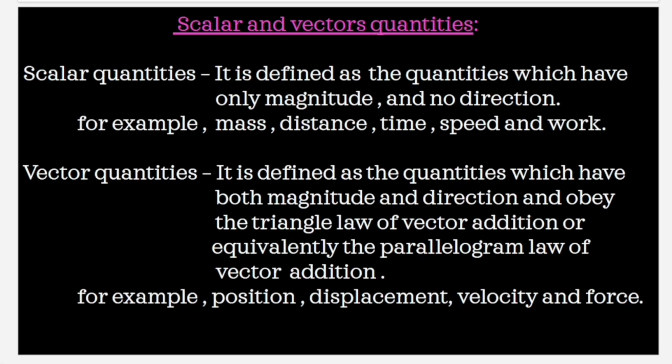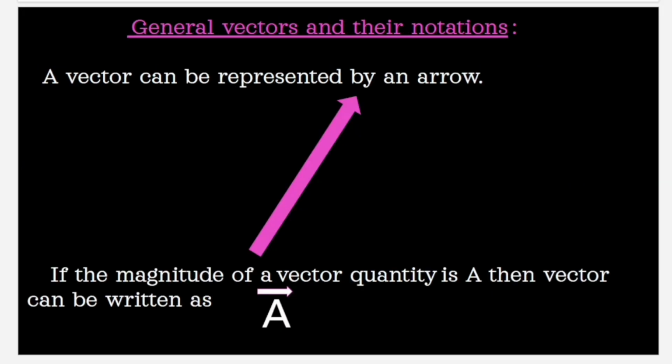Whereas vector quantities are defined as the quantities which have both magnitude and direction and obey the triangle law of vector addition or equivalently the parallelogram law of vector addition. For example, position, displacement, velocity and force. These two laws will be learned shortly. Let's look into general vectors and their notations.